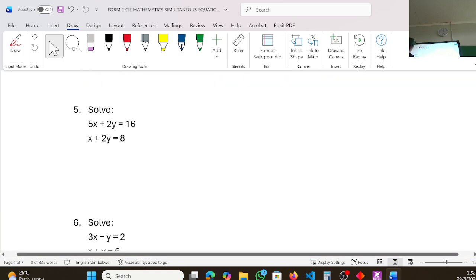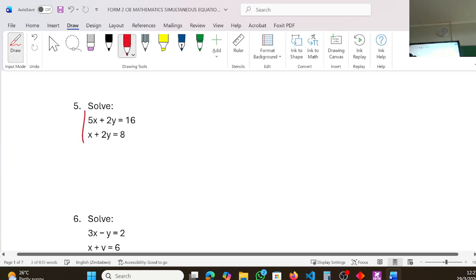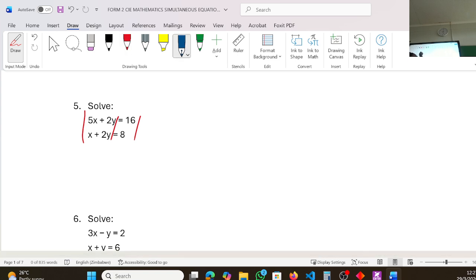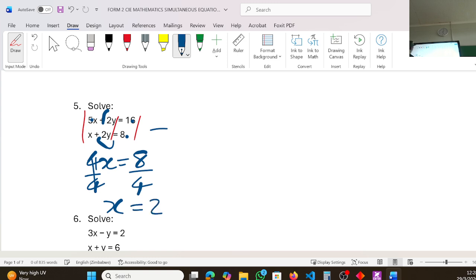I'm moving to number 5, where at least here, things are in order, because if I look linearly, things are in order. So I can subtract to eliminate here where things are common. So when I do so, 5x minus x gives me 4x. 2y minus 2y gives me 0. So 16 minus 8, I get 8. When I divide both sides by 4, and this cancels, my x is actually 2.